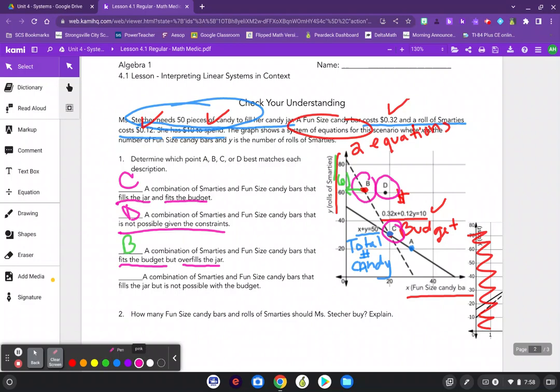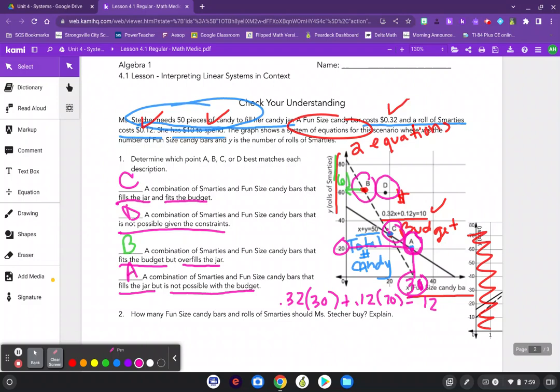A combination of Smarties and fun-sized candy bars that fill the jar. So it's going to be on my jar line, but it's not possible with the budget. So the only point we haven't used yet is A. So by default, I suppose it's A, but let's talk about why. This A is on my total candy line. So this A means I'm going to have points that add up to 50, right? It looks like I have 30 here and 20 here. And so 20 and 30 adds up to 50, but it's not on my budget line. And so if I were to substitute this into the other equation, 0.32 times 30, that's my x, plus 0.2 times 20, that actually gives me 12. It's too much money. And so that is why this is point A.